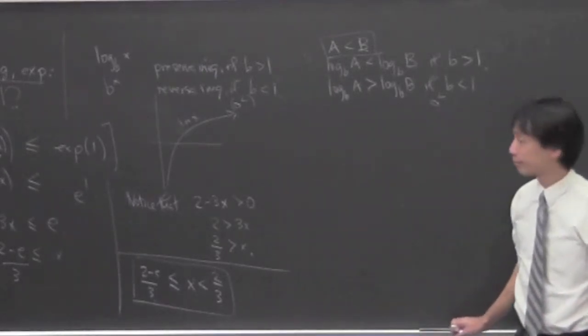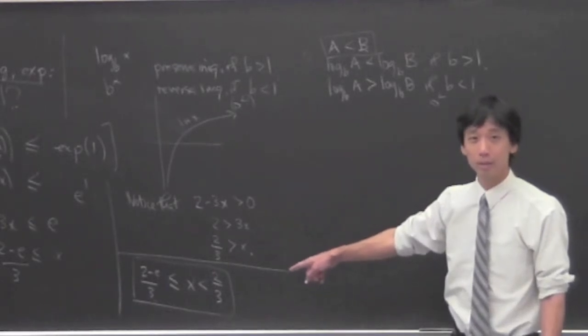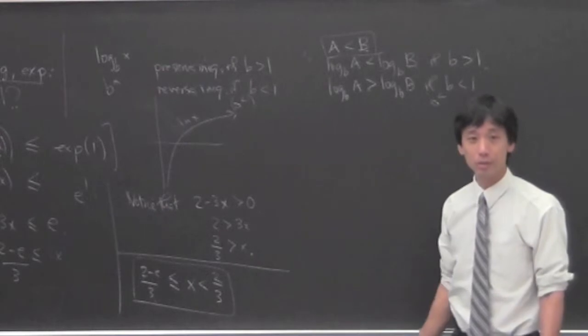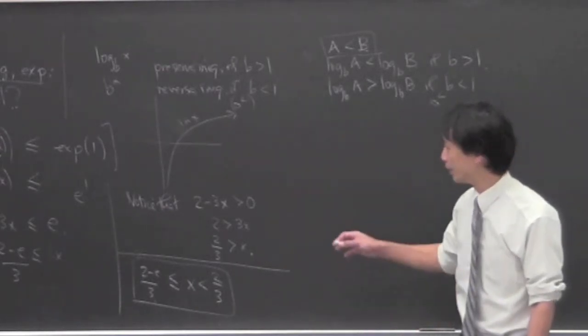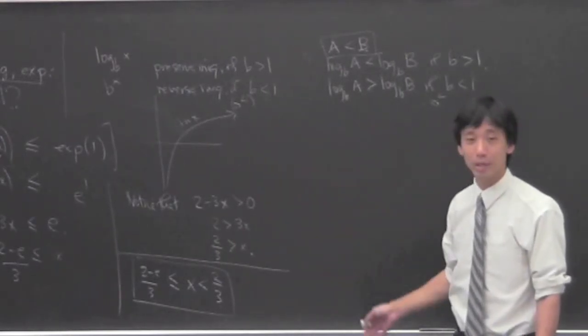Tiffany, is that the domain? So that's the solution there. Okay, that's the solution. x must lie between these two numbers, right? It must be between 2 minus e over 3 and 2 over 3.